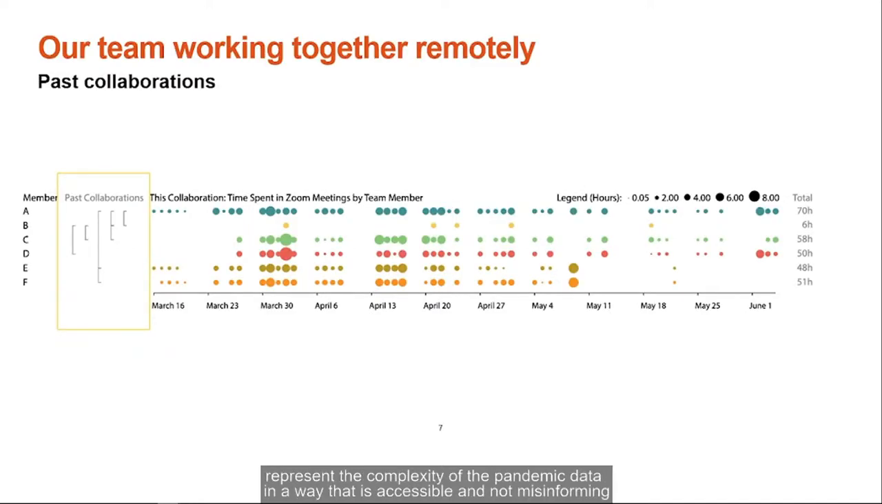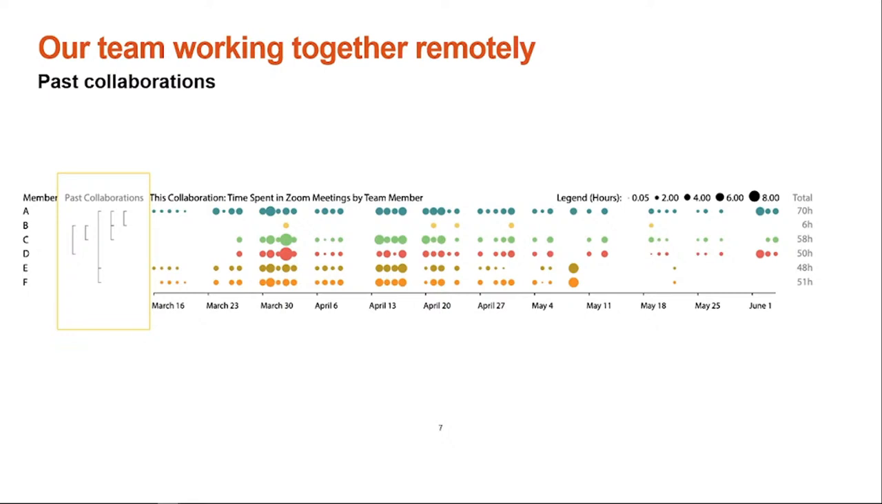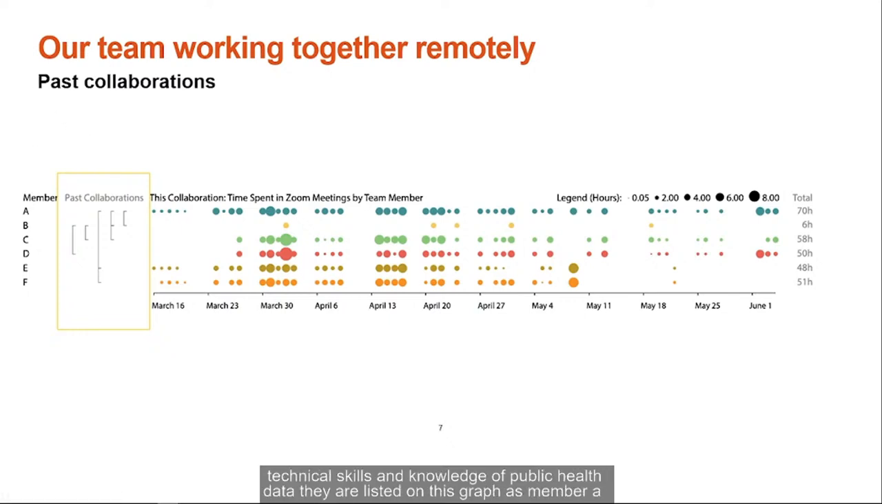Our team was composed of experienced members from different backgrounds, technical skills, and knowledge of public health data. They are listed on this graph as member A through F. Though some of the team members had worked together previously on separate projects, others had not. You can see this on the left side of the graph, where team member A has connections with everyone else except team member D because they worked with them on previous projects, whereas team member D had only ever worked with team member B.